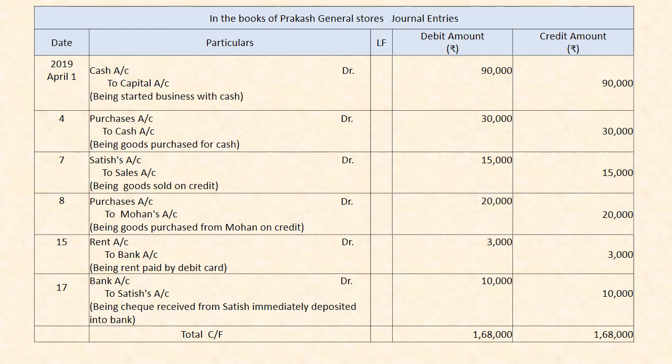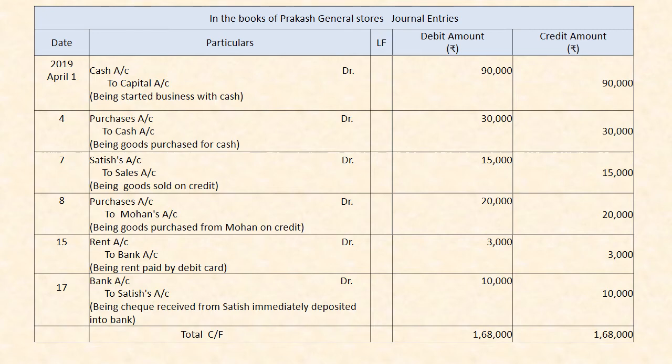First, write only the date of the transaction in the date column. No need to write year and month. It is written in the date column only once on a page. Write the journal entry, purchases account debit 30,000 to cash account 30,000. Narration below the journal entry in brackets: being goods purchased for cash.